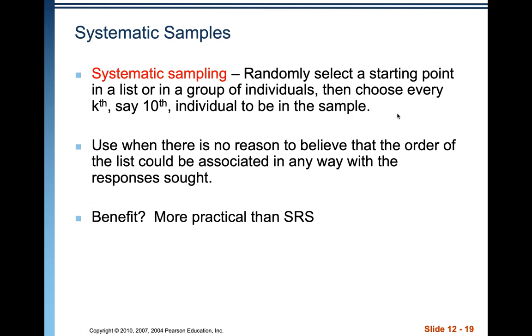Systematic samples, that's where you're going to randomly select a starting point in a list or a group of people, and you're going to choose every eighth, say 10th, or it could be every fifth, every third individual to be in the sample. You have to fix that number. You have to know, okay, I'm going to select every eighth person. And then you randomly pick a starting point, and from there, you just count off to 8, and the one that is assigned 8 gets put in your sample. You want to do this only when you believe there's no order to the list that could somehow be associated with the responses. A benefit of this again is it's more practical than a simple random sample.